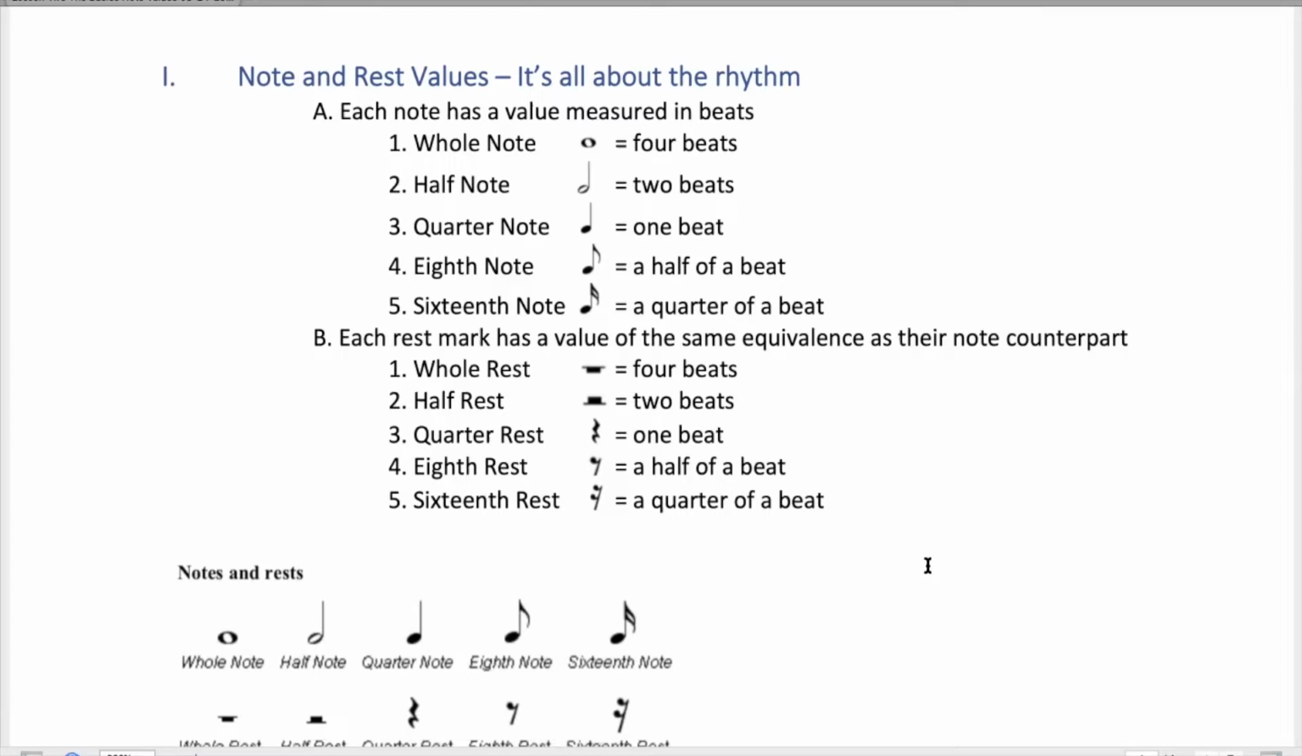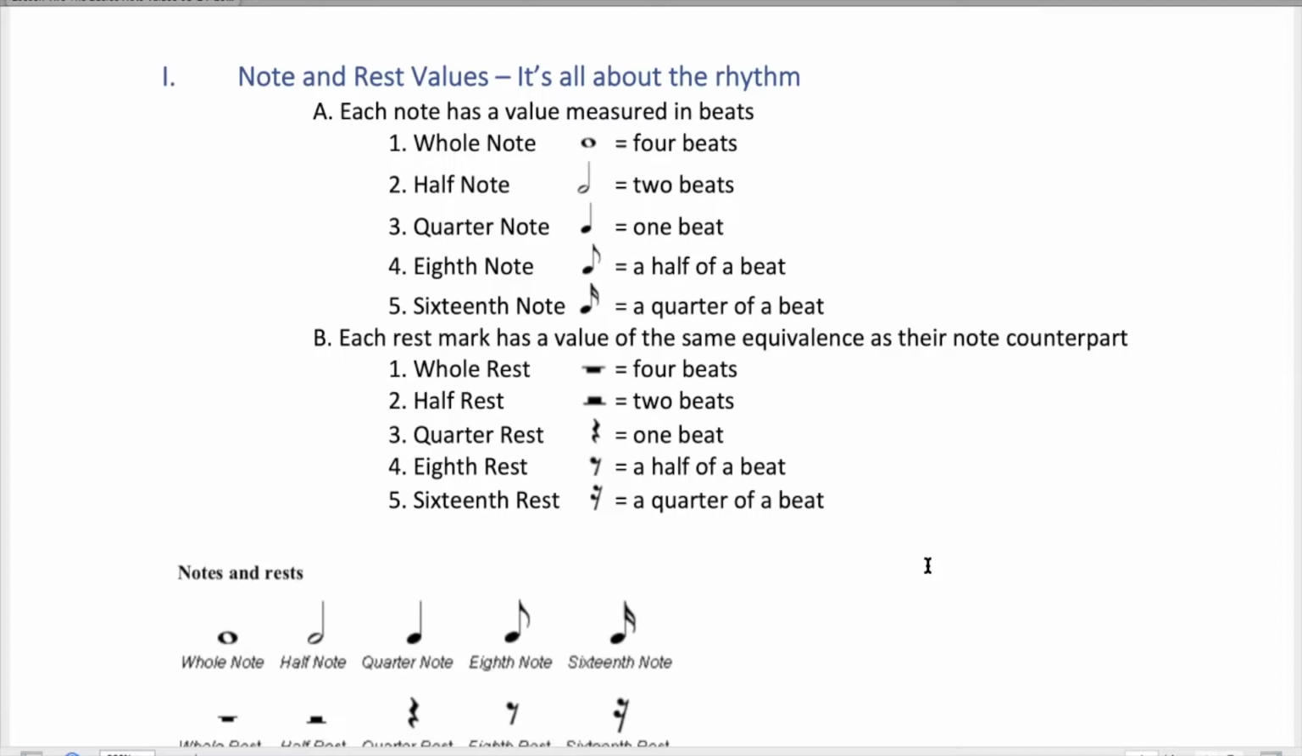Each rest mark has a value of the same equivalence as their note counterpart. So the whole rest would be a count of 4. So you would not sing or perform anything on those 4 beats. The half rest is like the half note. You would not perform anything for 2 beats within this particular measure.